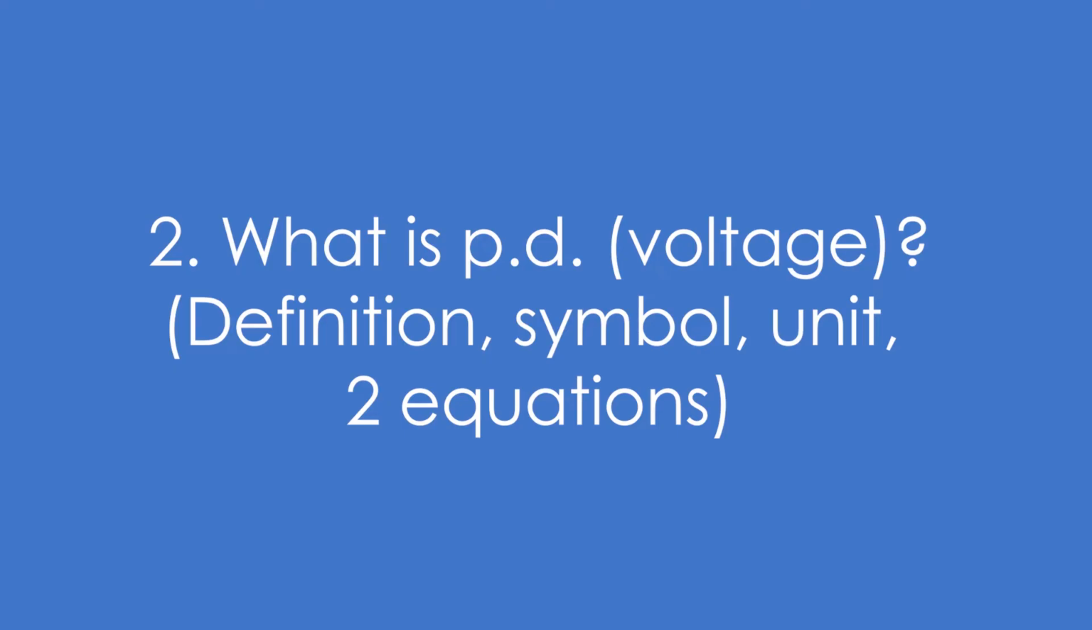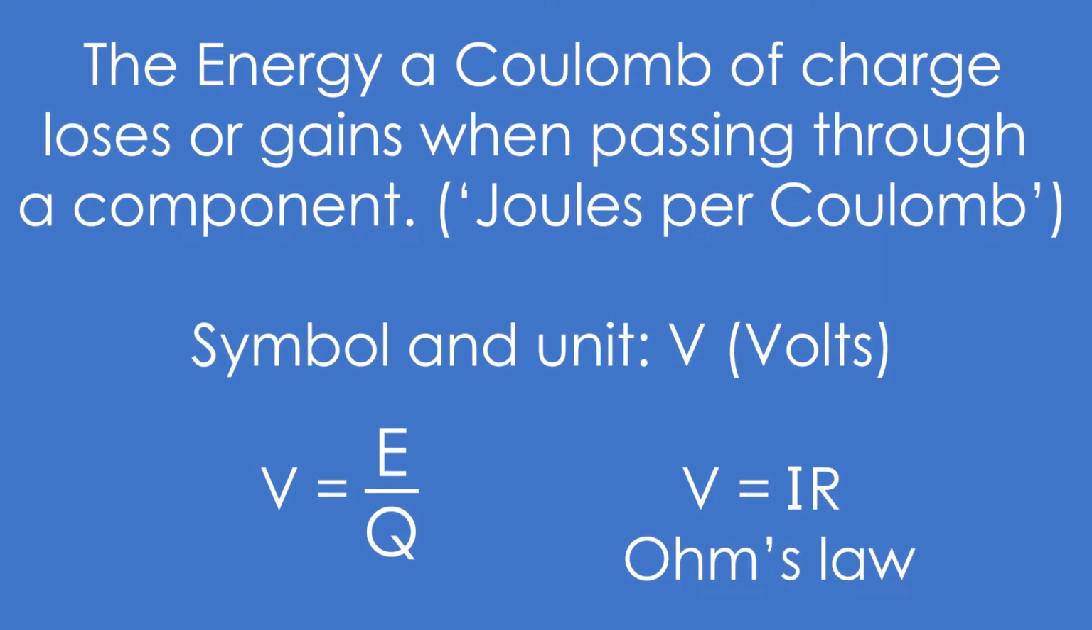2. What is PD? That's potential difference or voltage. There's two equations this time. PD is the energy that a coulomb of charge loses or gains when passing through a component. We can think of it as joules per coulomb. Symbol and the unit is V, so that's nice and easy, volts, and the first equation is V equals E, energy divided by Q, charge.